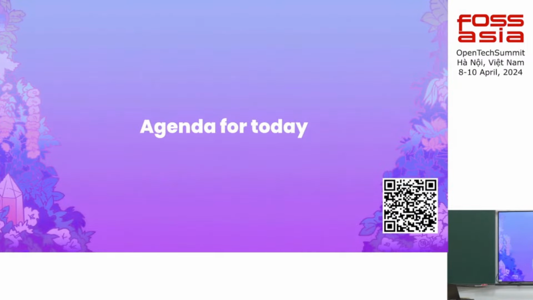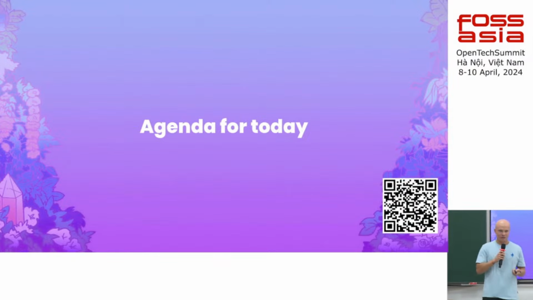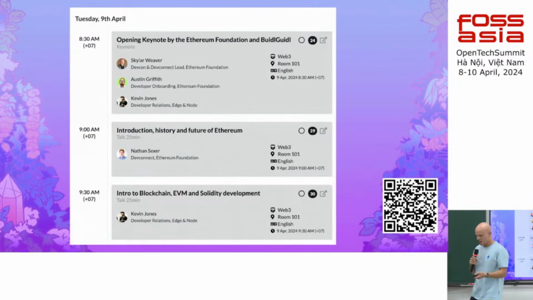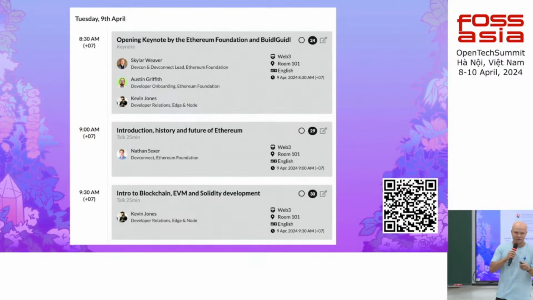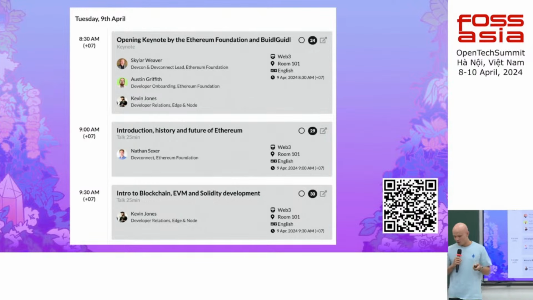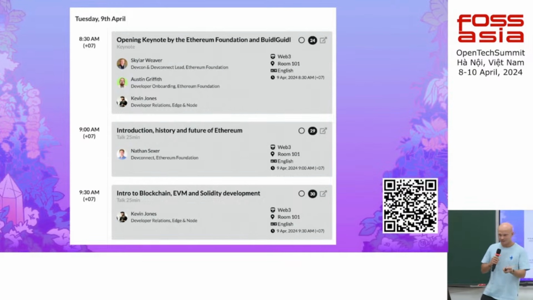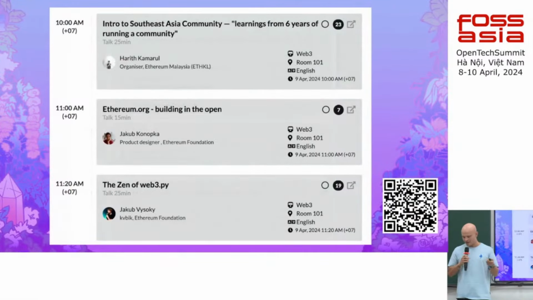Cool. All right. So you're going to hear from Austin and Kevin more later today. So I want to run through quickly what the agenda will be today. So right now we are in the opening keynote. Next, you'll hear from Natan, who will explain what is Ethereum, an introduction to Ethereum, from the very basics. You will then hear from Kevin, who will talk to you about intro to blockchain, intro to the Ethereum virtual machine, and Solidity development, for those looking at developers.